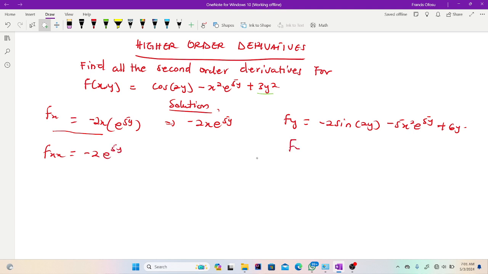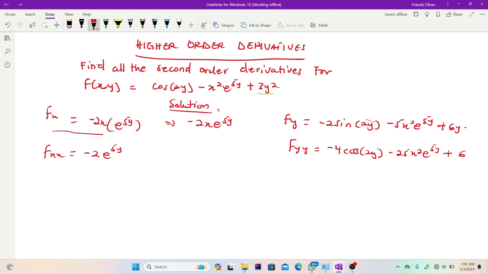Then I come here, fyy. For fyy, I'm differentiating this with respect to y again. So when I come here, I'm getting sine 2y, okay? The 2 will come out as a constant. I get negative 4 cos 2y. Then this side is still an exponential function. I'll have to differentiate the power and multiply by the rest of the expression. So negative 25 times e to the power 5y. Then differentiating this with respect to y, I'm getting plus 6.